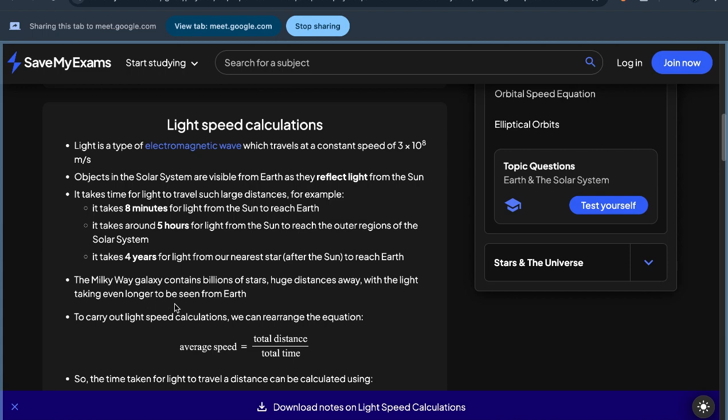Okay, now the Milky Way galaxy contains billions of stars. The Milky Way galaxy is the biggest. We say the Milky Way is the biggest of the galaxies, and it is a very huge distance away from us, with the light taking even longer to reach the Earth.